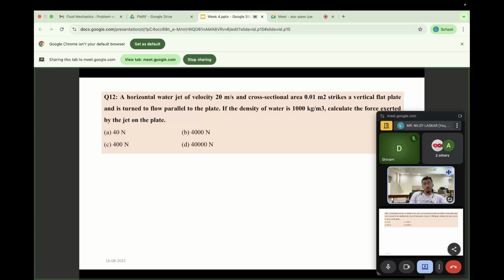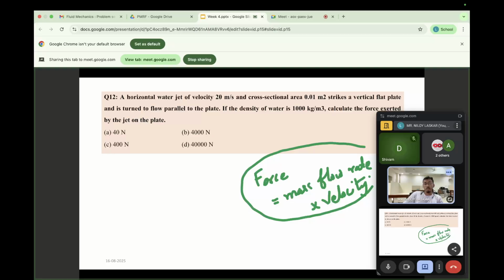So here they need to ask the force. So basically it is the conservation of momentum equation. I think you remember this conservation of momentum equation. I am just giving you a hint. Force equal to mass flow rate into velocity. Okay, that is the concept.